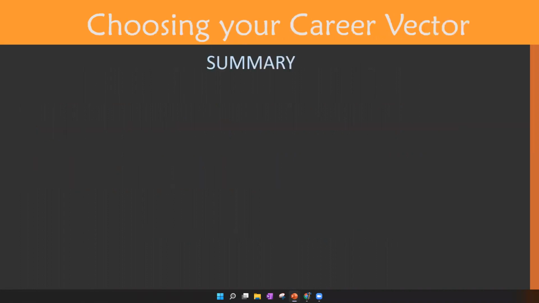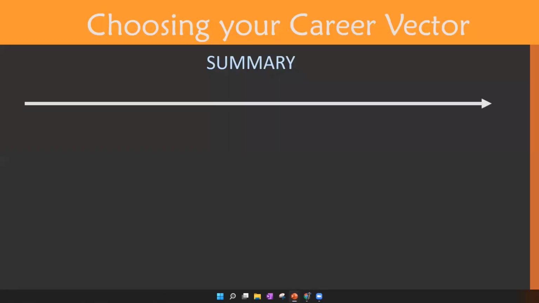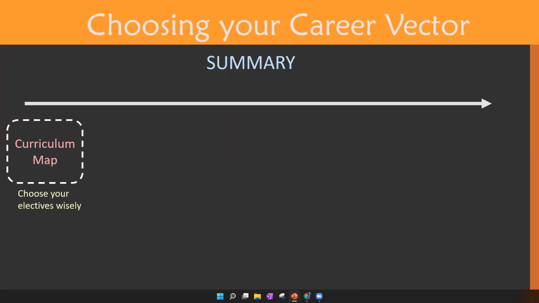I think now this is the last slide I have. I want to summarize what we discussed so far. We talked about six key steps that any student can pick up to navigate this path from campus to industry, from academia to industry. The first one we discussed is the curriculum map. You choose your electives wisely.